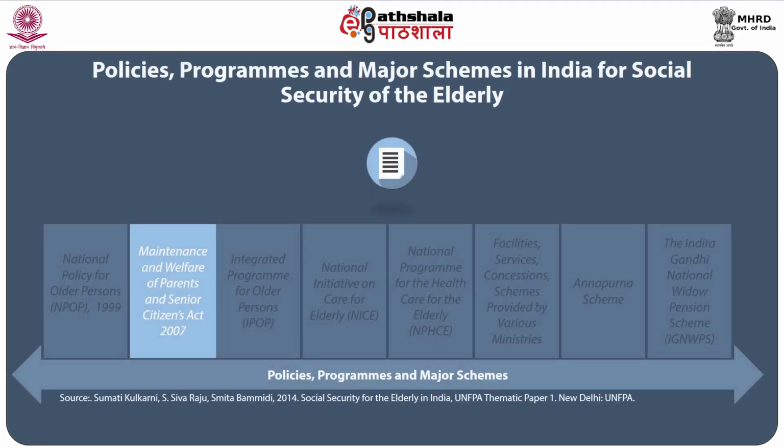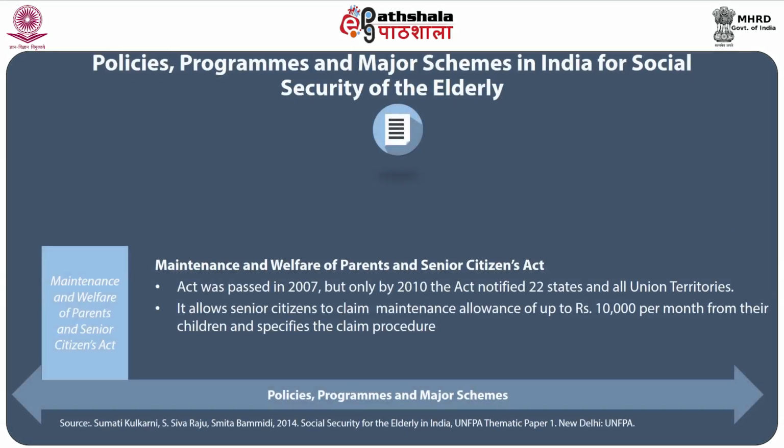Also, when we talk about some of the policies and actions taken by the government, it is very important to highlight the Maintenance and Welfare of Parents and Senior Citizens Act, which was passed in 2007. By 2010, the Act was notified by 22 states and in all union territories. It enables senior citizens, if they so desire, to claim a maintenance allowance of up to 10,000 rupees per month from their children and specifies the claim procedure.